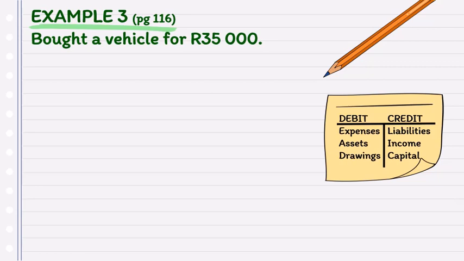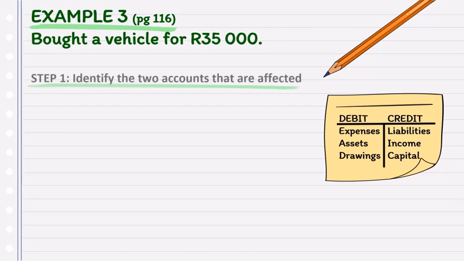We bought a vehicle for 35,000 Rand. Now the two accounts that are affected are bank and vehicles. Both of these accounts are assets, and that's not wrong. We can have two assets that are affected. We just have to ask ourselves which asset increases, that's the one that will be debited, and the asset that decreases is the one that will be credited.